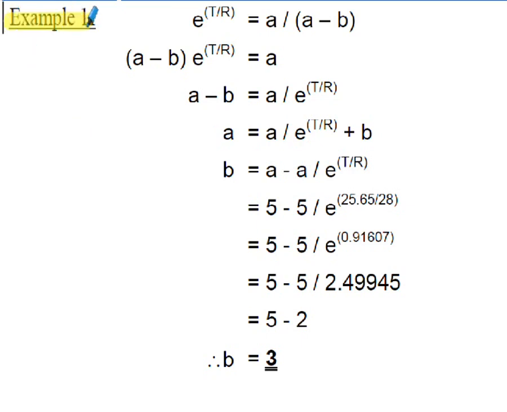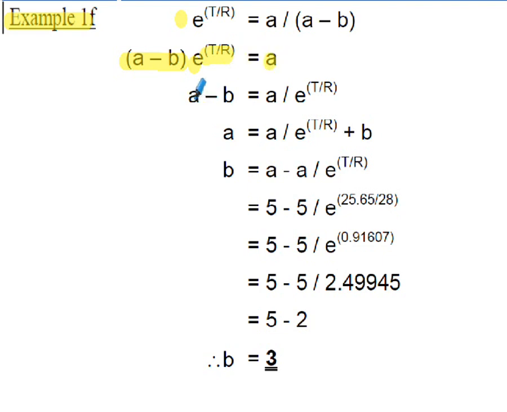Example 1f continued here. I just repeated the top line for convenience. What we've got to do now is rearrange the equation to make b the subject. So the first thing I do is multiply both sides by a take away b in the bracket. So a take away b on the left hand side multiplied by e to the power of t divided by r. And I must have the bracket around the a take away b here. That's equal to a on the right hand side.